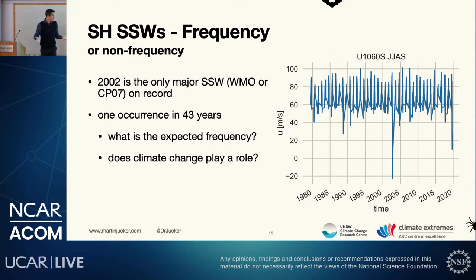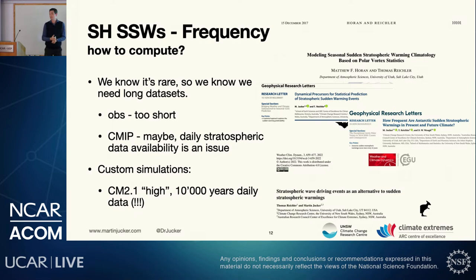And that was completely an open question that we set out to try and answer. So we know it's rare, so we know we need long data sets. But what's the problem? Observations are too short. As I said, there's only one, or if you include 2019, two of them, it's still not enough to have statistics.